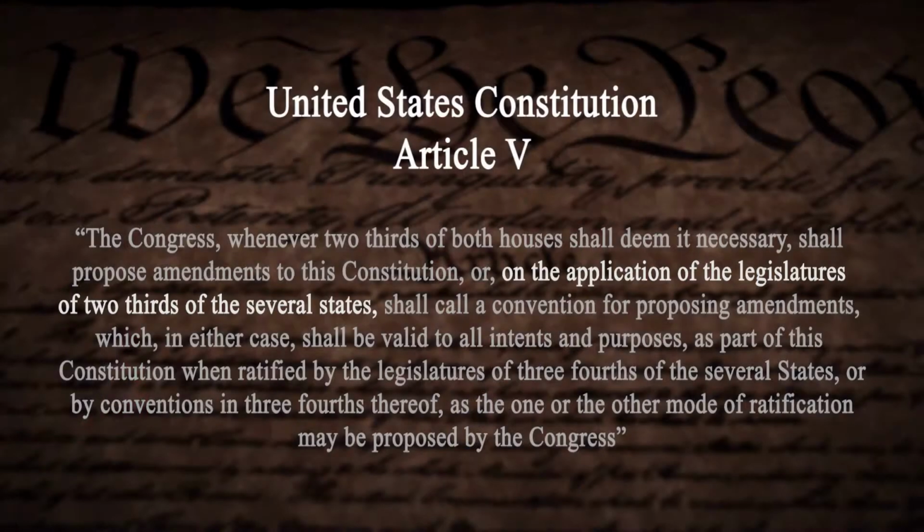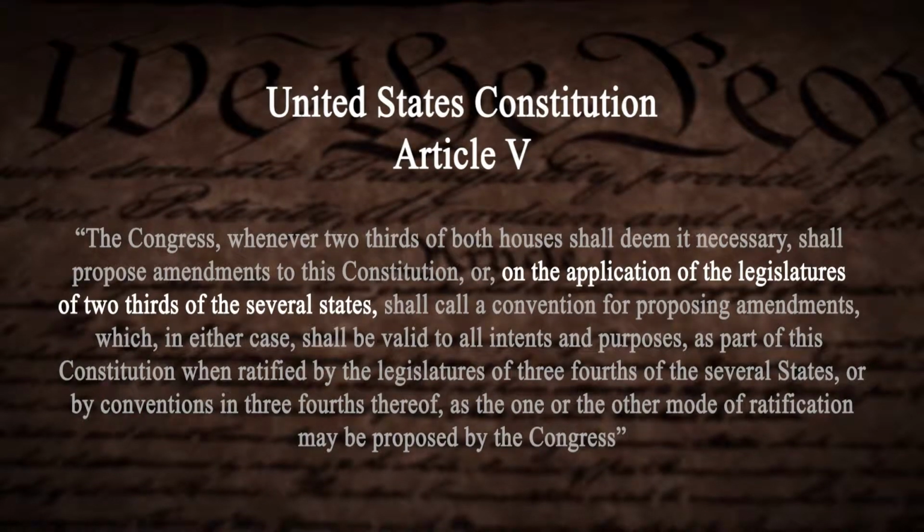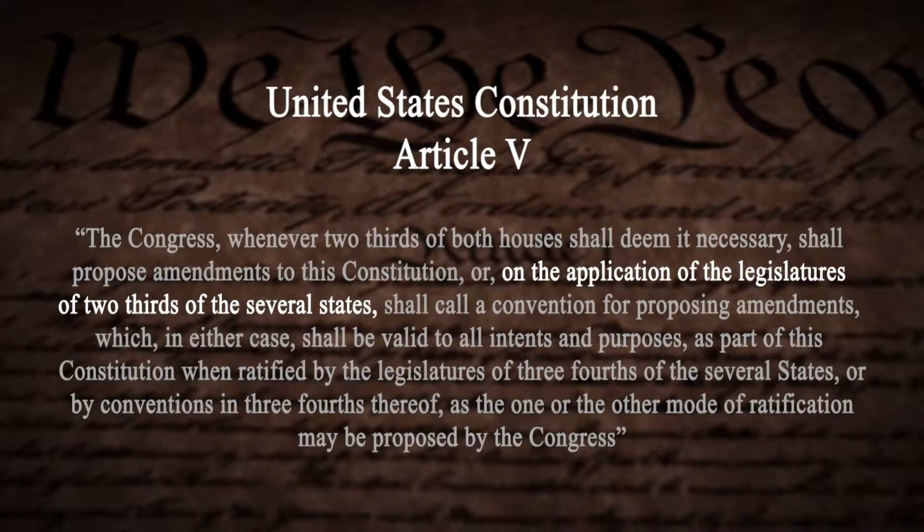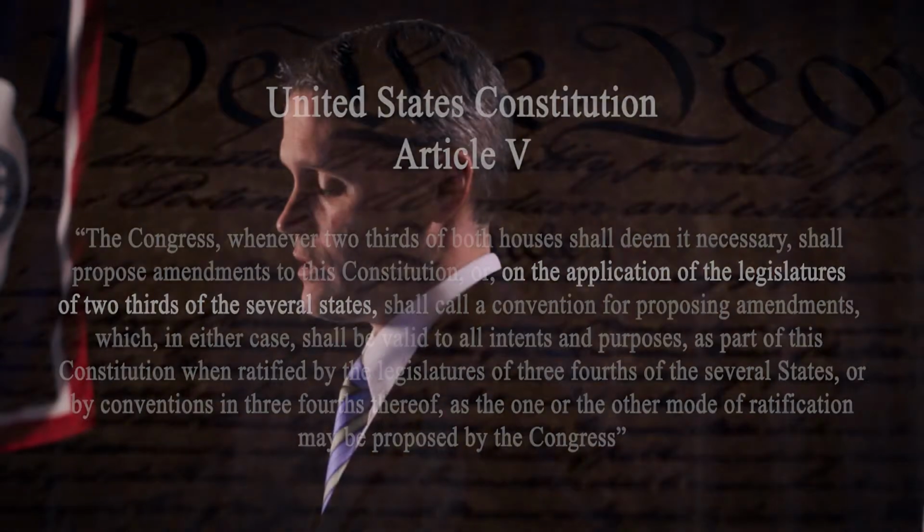Now, let's go on and talk about the second method for proposing amendments. Okay, this is the second way to propose amendments. Article 5 says this, on the application of the legislatures of 2/3 of the several states. Okay? Now, this clearly states that the states themselves apply. That's their job. They're supposed to apply.